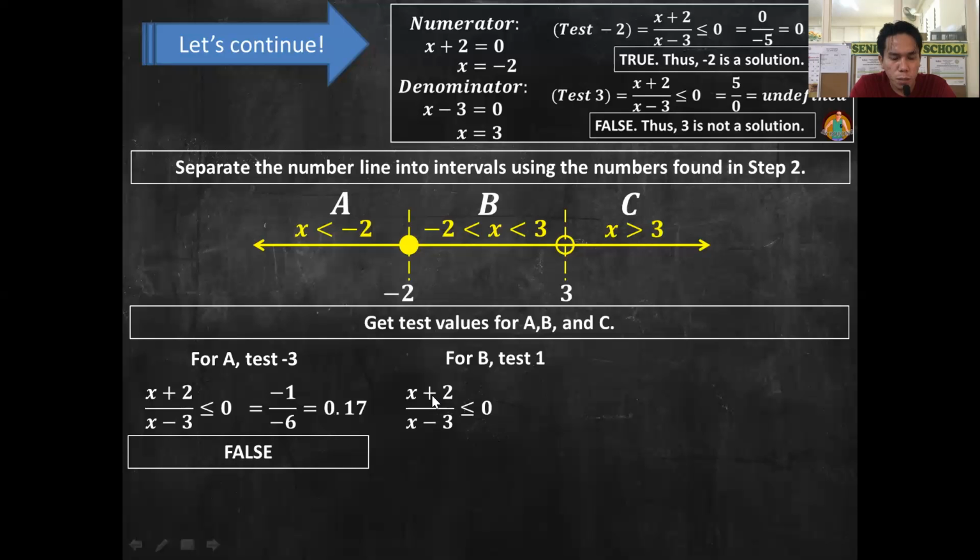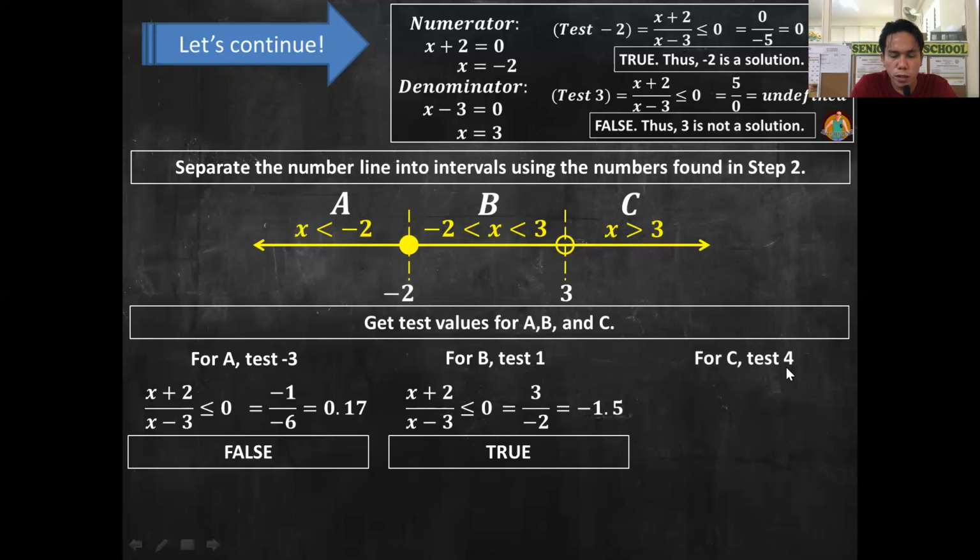So we'll have 1 plus 2 will give us 3. And 1 minus 3 will give us -2. So we will have 3 over -2. So 3 divided by -2 will give us -1.5, or you can leave it as 3 over -2. Okay? So yung -1.5 ba is less than or equal to 0? Is it true or false? Okay, so true. So ibig sabihin, yung area natin na B is part of the solution. Okay? So let's test naman for area C.